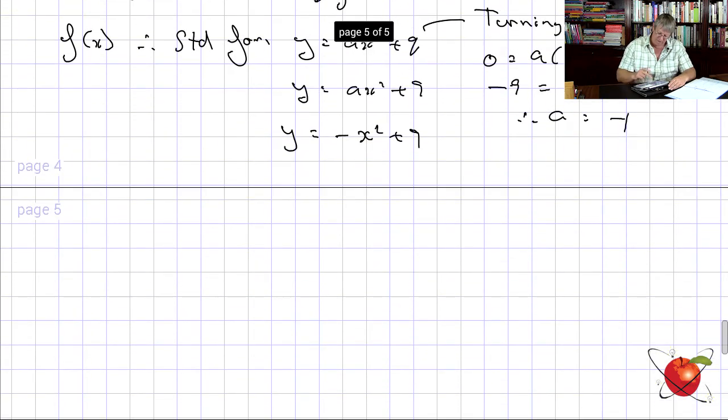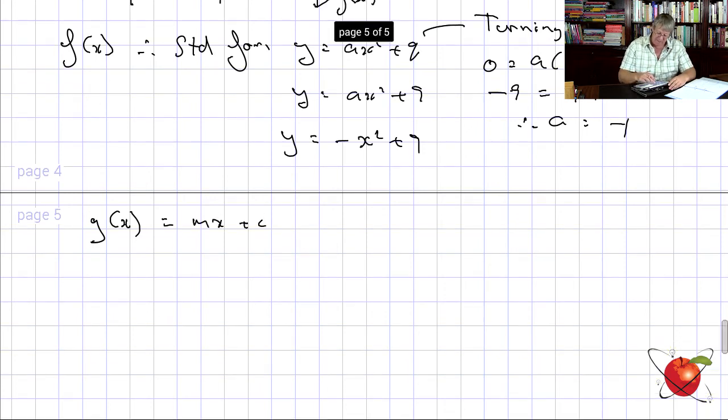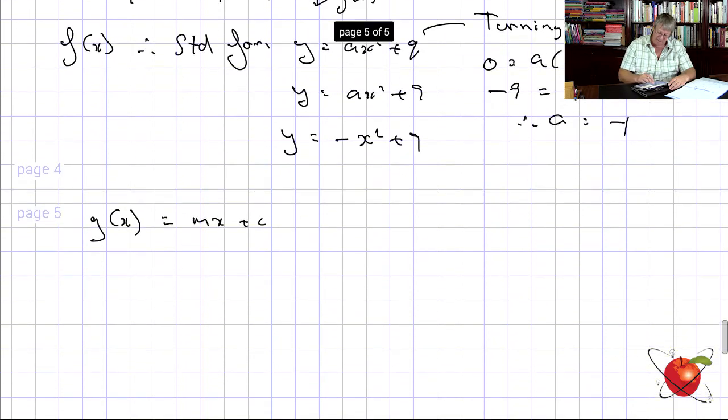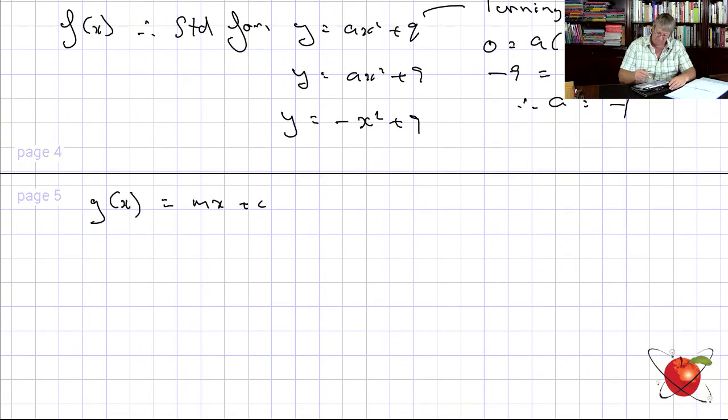Okay, and let us look at the next one. They said the next one is g of x, and you can see it's a straight line, mx plus c. What have we been given? Yes, we've been given c is equal to 1. We know that c equals 1.